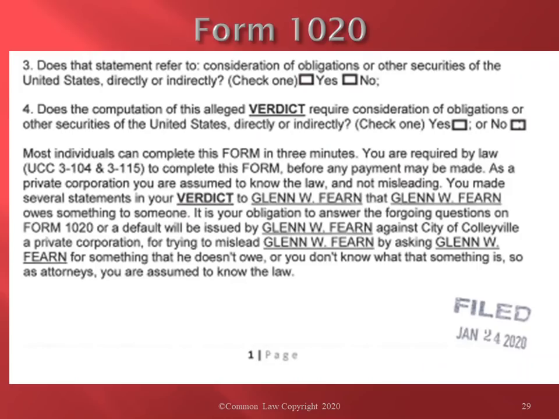You are required by law, and that's under international law actually, UCC 3-104 and 3-115, to complete this form before any payment may be made. As a private corporation, you're assumed to know the law and not be misleading. You made several statements in your verdict to Glenn W. Fern that Glenn W. Fern owes something to someone. It is your obligation to answer the foregoing questions on Form 1020, or a default will be issued by Glenn W. Fern against City of Colleyville, a private corporation, for trying to mislead Glenn W. Fern by asking Glenn W. Fern for something that he doesn't owe, or you don't know what that something is. So as attorneys, you're assumed to know the law.